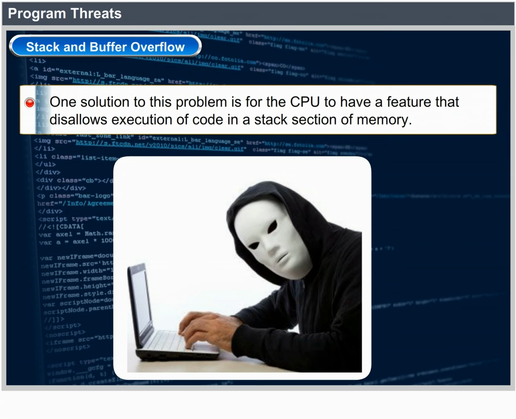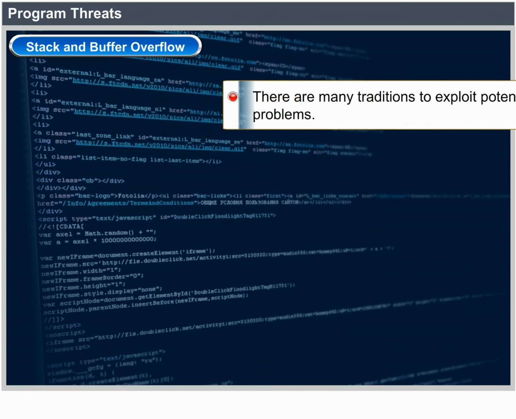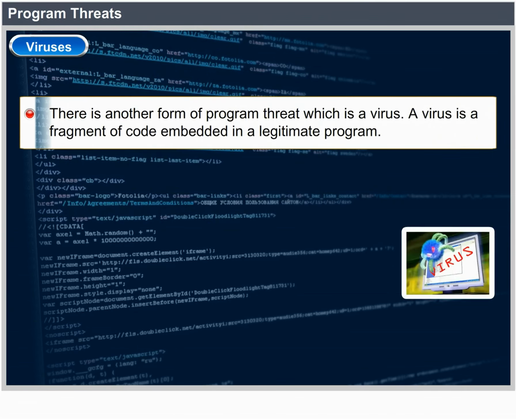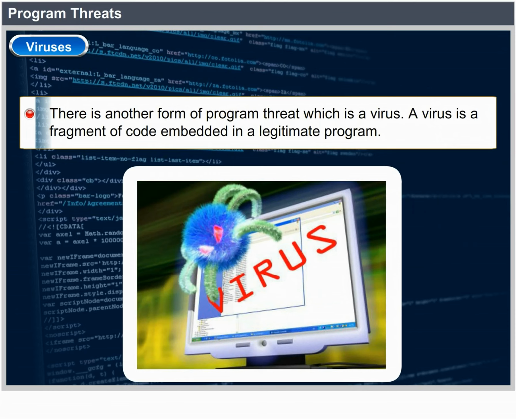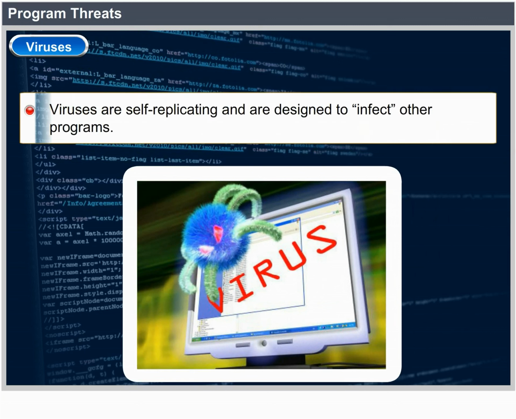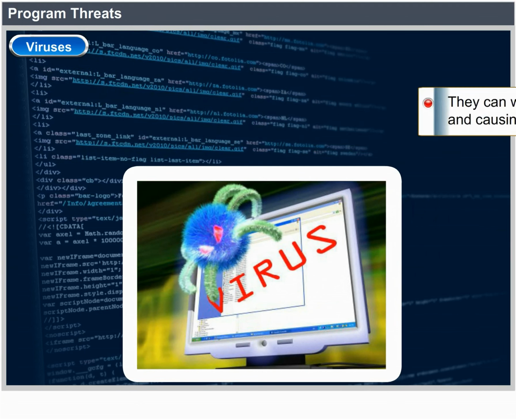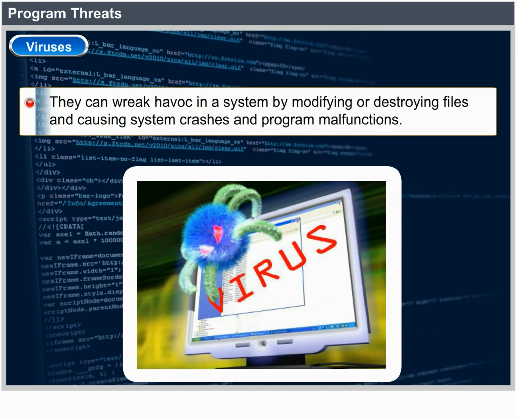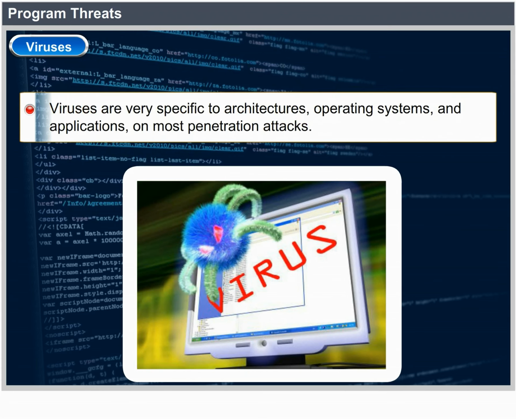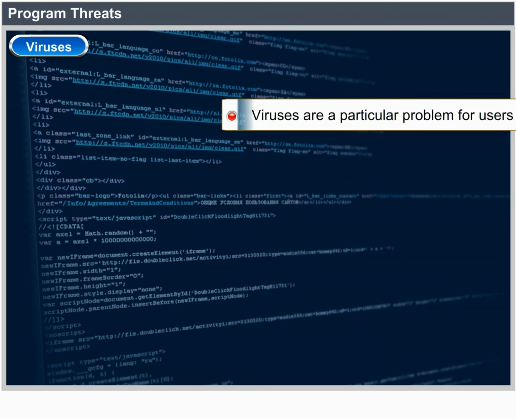Viruses. Another form of program threat is a virus. A virus is a fragment of code embedded in a legitimate program. Viruses are self-replicating and are designed to infect other programs. They can wreak havoc in a system by modifying or destroying files and causing system crashes and program malfunctions. As with most penetration attacks, viruses are very specific to architectures, operating systems, and applications. Viruses are a particular problem for users of PCs.